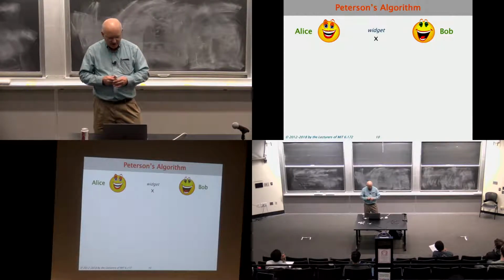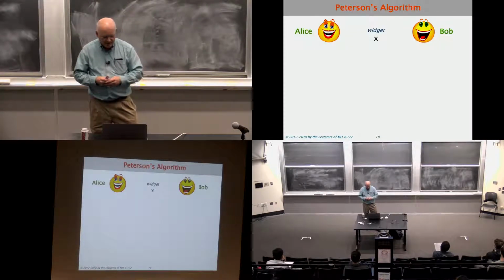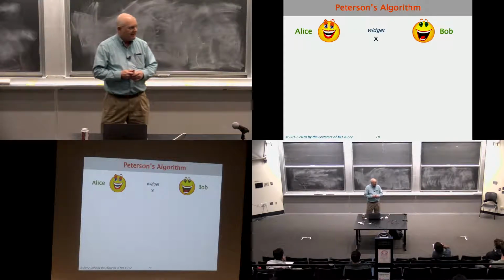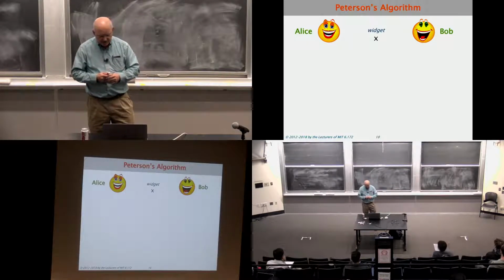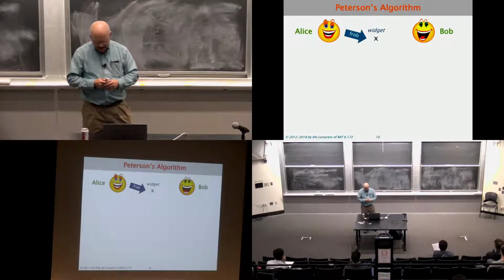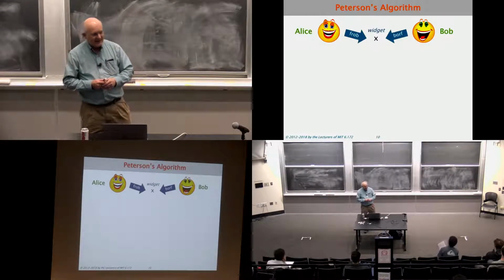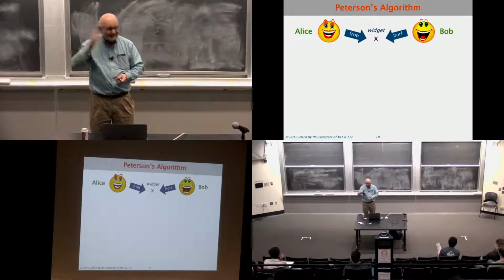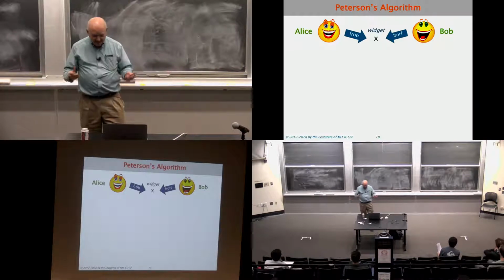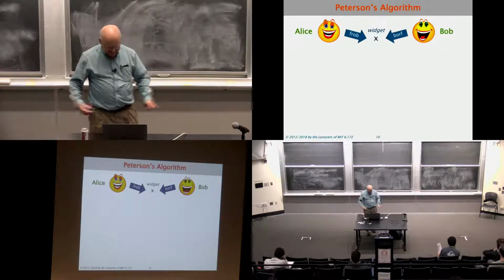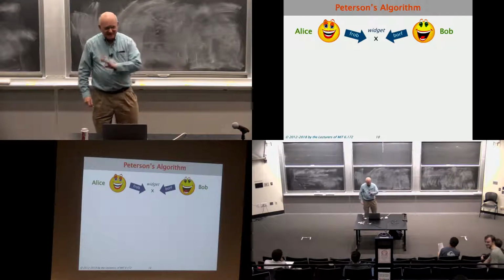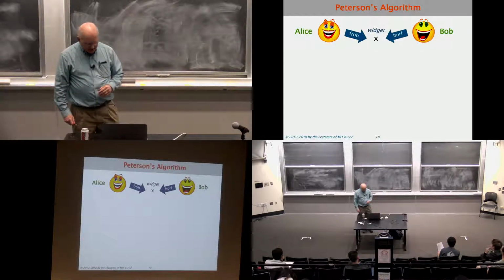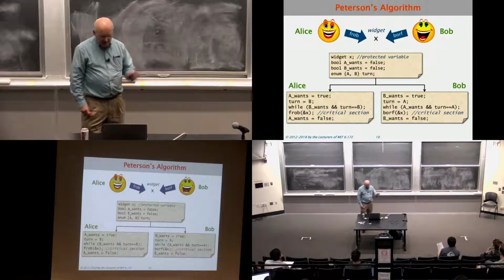Okay, so here's Peterson's algorithm, and I'm going to model it with Alice and Bob, who have a shared widget. What Alice wants to do to the widget is to frob it, and Bob wants to borf it. Okay, so they're going to frob and borf it, but we don't want them to be frobbing and borfing at the same time, right? Naturally, you don't frob and borf widgets at the same time. So they're mutually exclusive. So here's Peterson's algorithm. We have widget X.